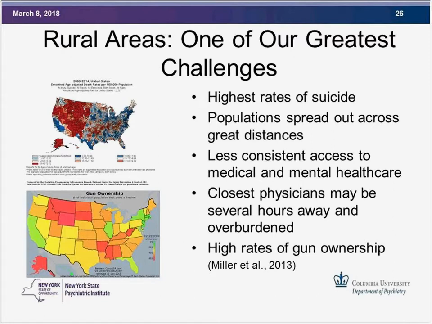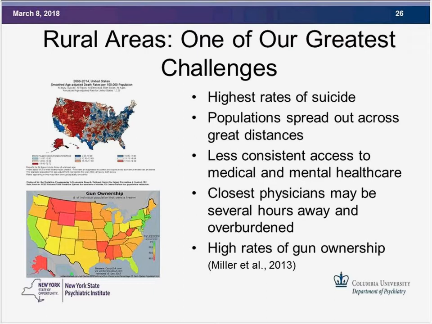The other thing about the rural parts of our country is that if you look at all of the statistics and measure them up against suicide, if you look at age and gender and socioeconomic status, levels of education, what you find is that the one demographic factor that most closely tracks alongside suicide are rates of gun ownership. So the more guns in a community, the more suicides you'll have.